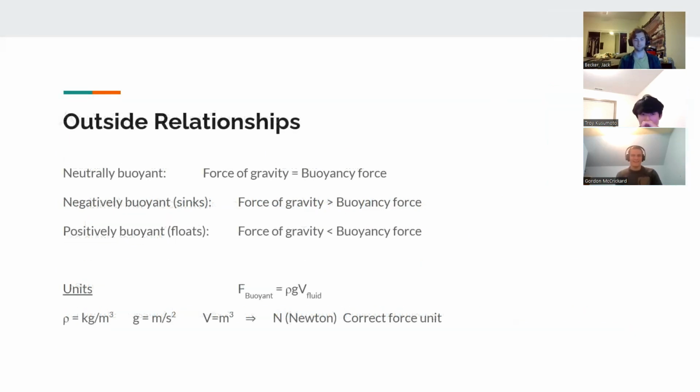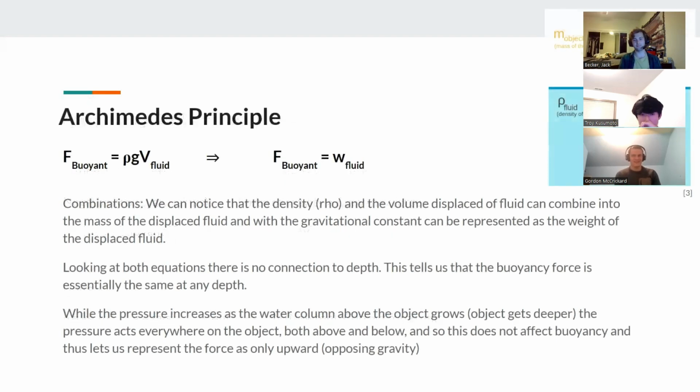Looking at both equations, there's no connection to depth. This tells us that buoyancy force is essentially the same at any depth. While the pressure increases as the water column above the object grows and the object gets deeper, the pressure acts everywhere on the object, both above and below. And so this does not affect buoyancy, and thus lets us represent the force as only upwards, opposing gravity.